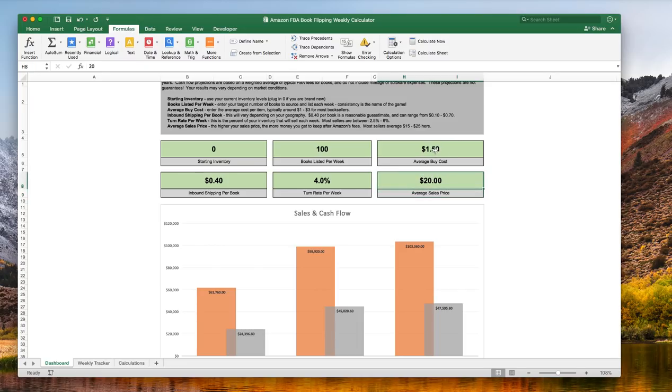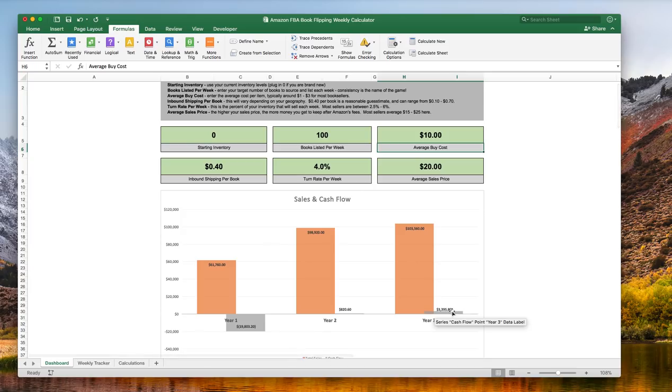If you're selling $20 books, but you're spending $10 per book, again, you're not going to be making much money, even though your sales might look really good. So you can be a 6-figure seller in year 3. You can sell $100,000 worth of books, but your profit's very little. So controlling your buy costs is very good.